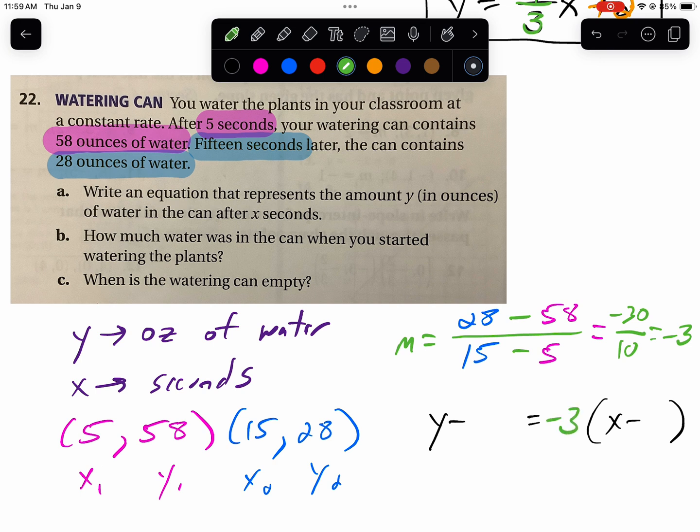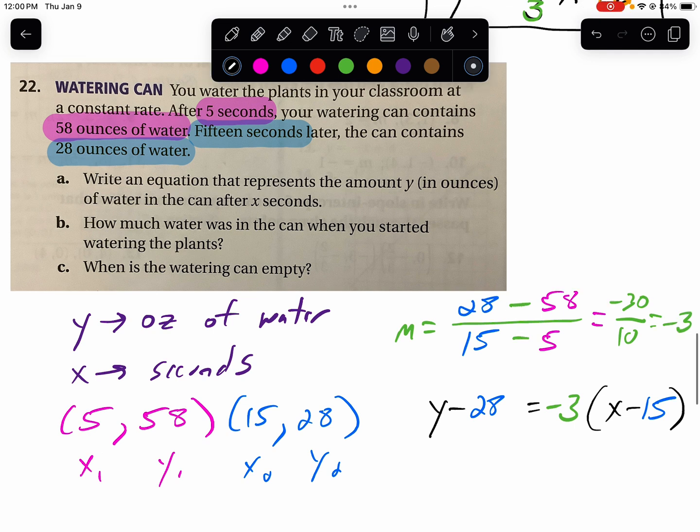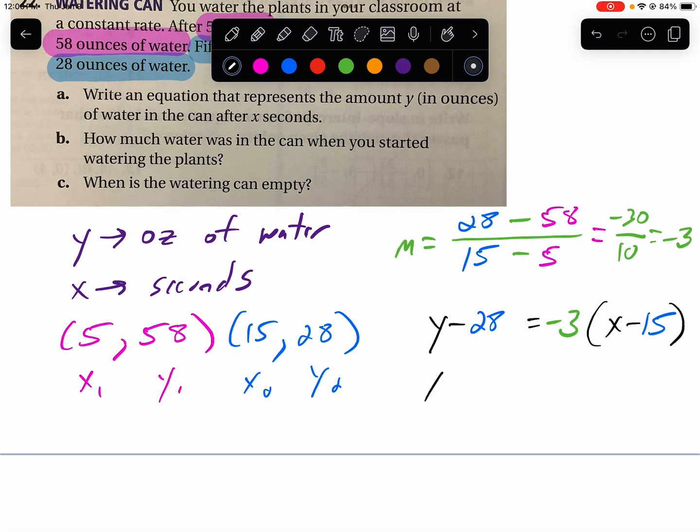And then we can pick either point. I guess 15 and 28 are the smaller numbers. Really doesn't matter which way you go. So if I put in 15 and 28 as my point, I'm looking at this. And when I start to clean that up, I've now got, distribute over here, that's a negative 3x plus 45. Add my 28 over. It's going to give me a negative 3x plus 73.